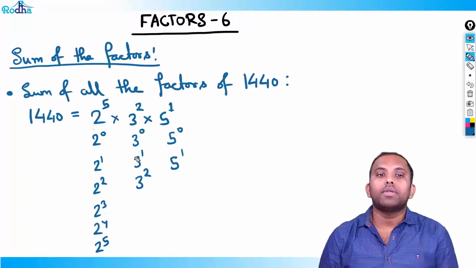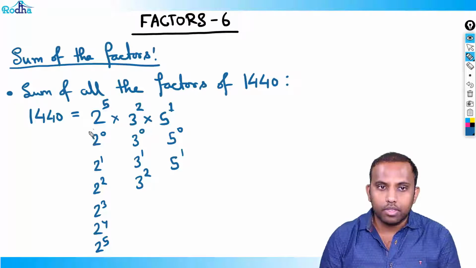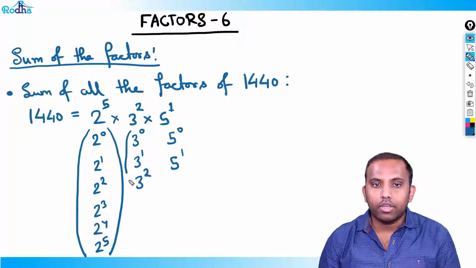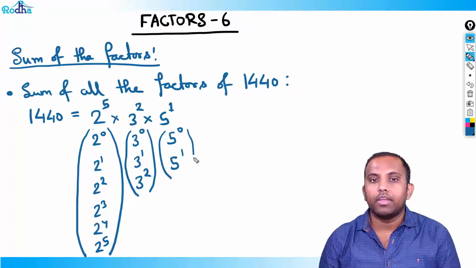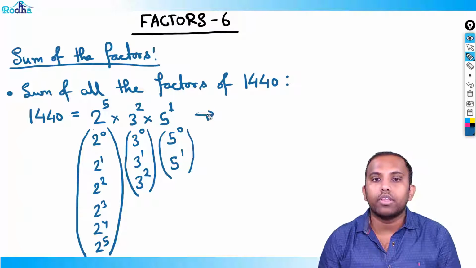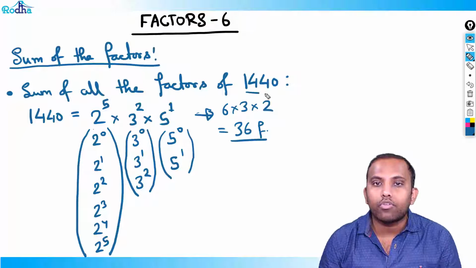I told you that by multiplication of all these, I'll get the answer. There will be 3 brackets here: one bracket of 2 raised to 5, one bracket of 3 square, and one bracket of 5 raised to 1. So the number of factors of 1440 will be 6 into 3 into 2, that is 36 factors.